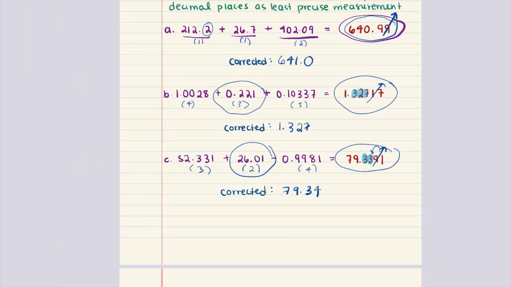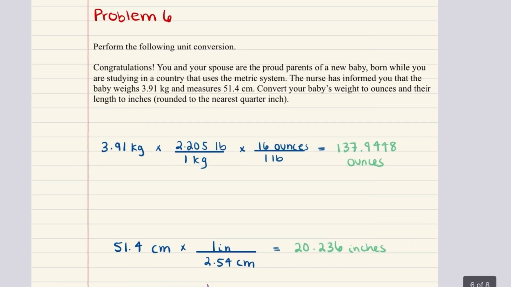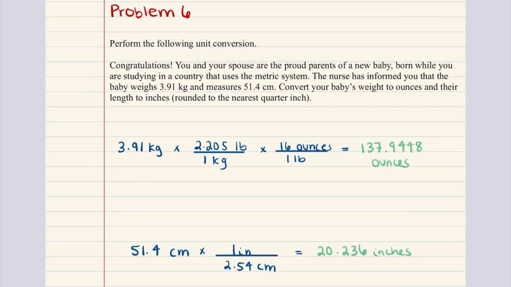We have tackled problem number 5. Let's go ahead and move into problem number 6. Problem 6 reads, perform the following unit conversion. Congratulations, you and your spouse are the proud parents of a new baby born while you are studying in a country that uses the metric system. The nurse has informed you that the baby weighs 3.91 kilograms and measures 51.4 centimeters. Convert your baby's weight to ounces and convert their length to inches.